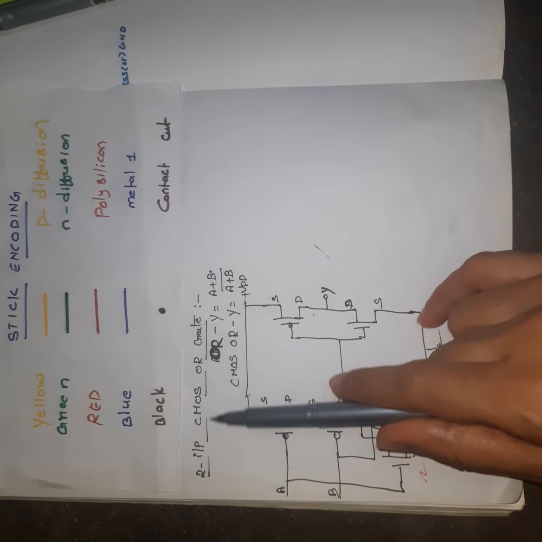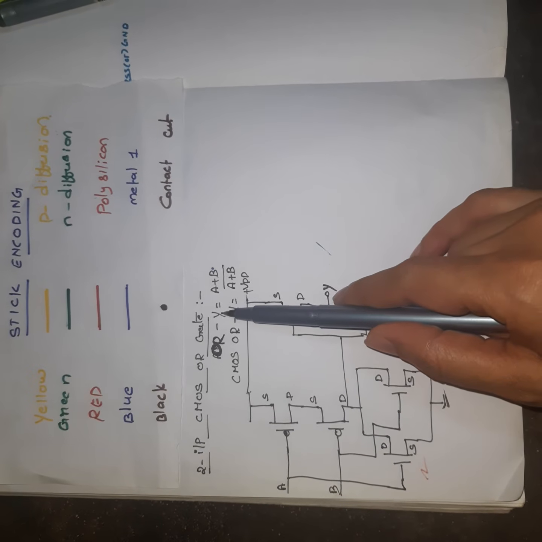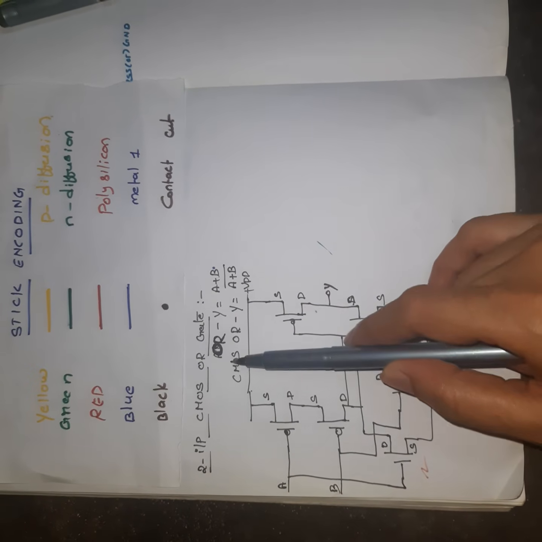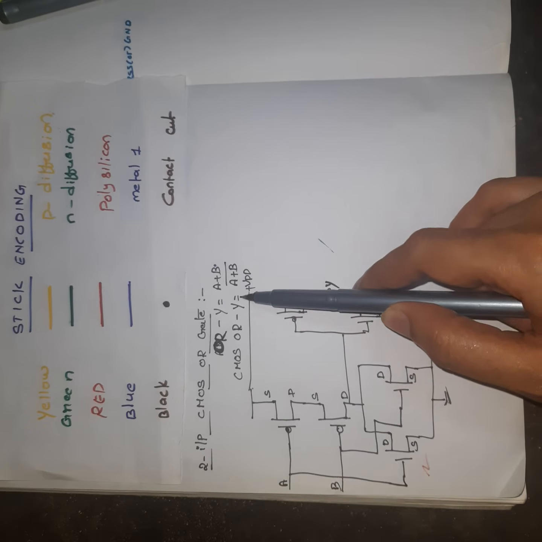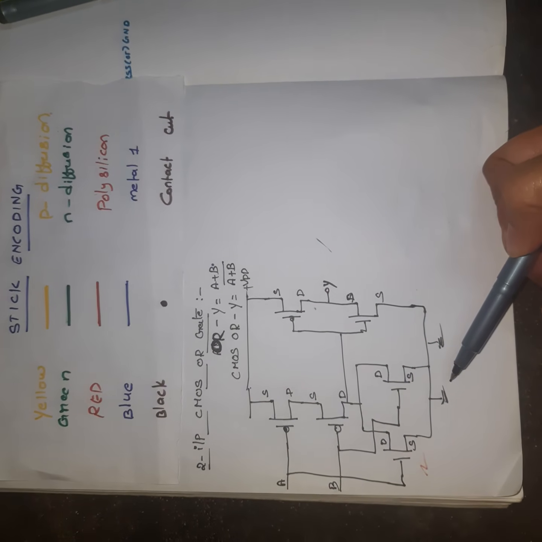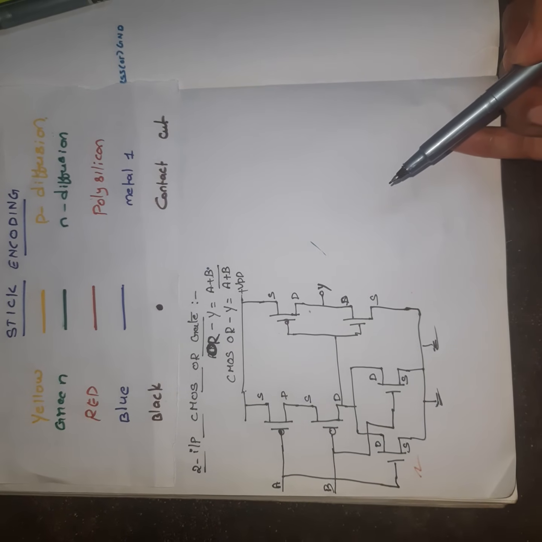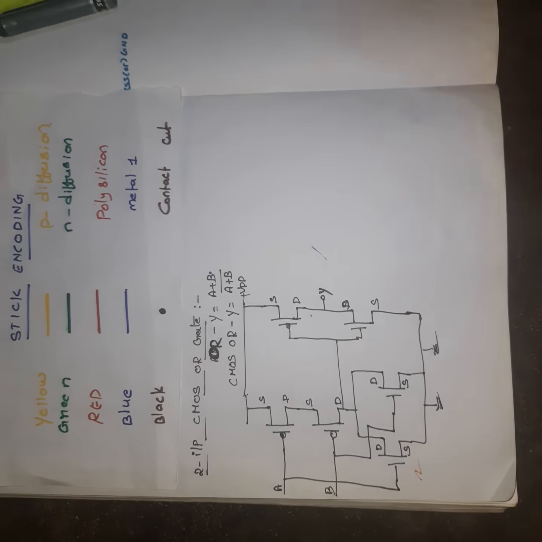Two input CMOS OR gate. For an OR gate, the equation is y equal to a plus b. For the CMOS OR gate, y is equal to (a plus b) bar, followed by an inverter. So this is a circuit diagram of the two input CMOS OR gate. Let us see how to draw the stick diagram for the two input CMOS OR gate.